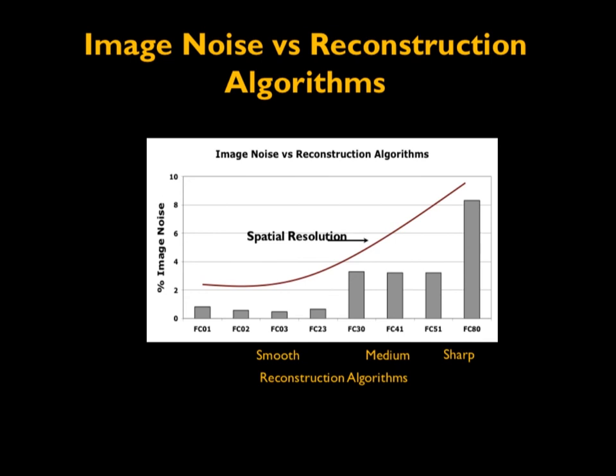Shown here in the picture is the quantification of image noise, percent image noise, versus various reconstruction algorithms. Each manufacturer has different nomenclature, but generally they can be grouped under smooth, medium and sharp. Shown here, using a sharp reconstruction algorithm, the image noise is very high, and so is the spatial resolution. On the other hand, using a smooth reconstruction algorithm, the image noise is reduced but it also compromises the spatial resolution.